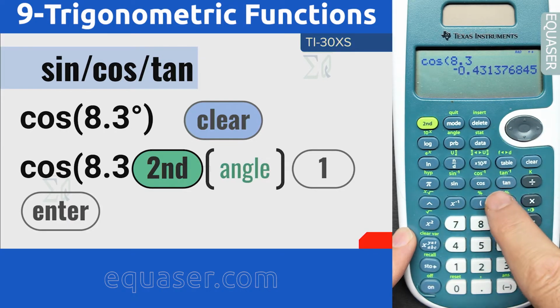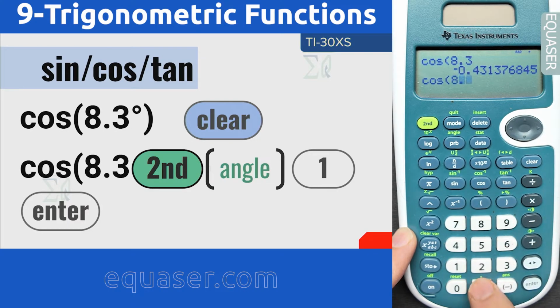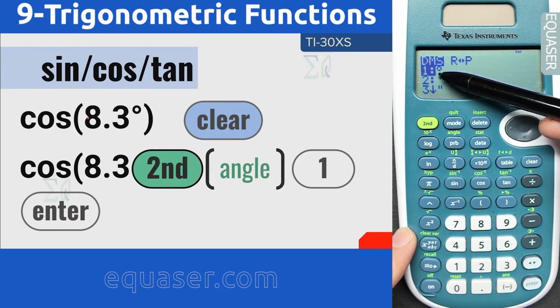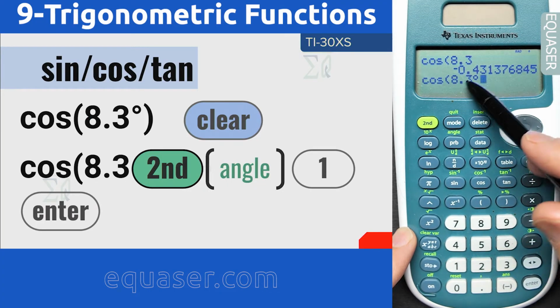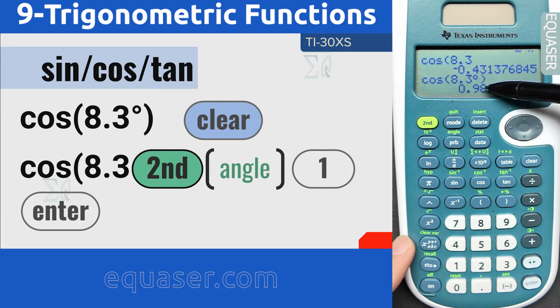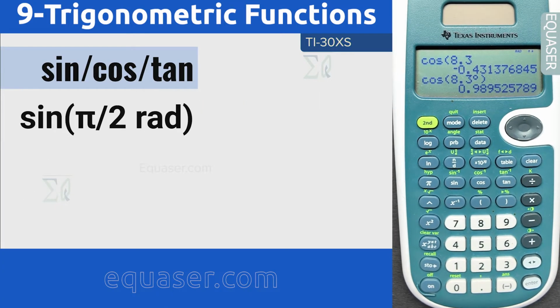Press cosine of 8.3, and in this case second function angle, and from here we can see all these options and more. One is degree, so now it explicitly says 8.3 degrees, and if I press enter, the answer is in terms of degree.